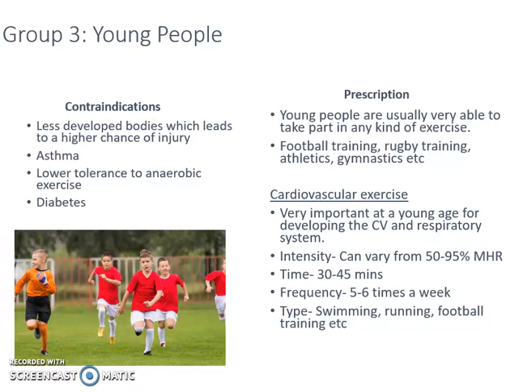So finally then, young people. Some contraindications for young people: less developed bodies can lead to a higher chance of muscular injury. Obviously having a muscle injury is going to affect the amount of sport you can take part in, or certain sports you can take part in. Asthma is another contraindication, so a lower tolerance to anaerobic exercise, and also diabetes is a final contraindication.